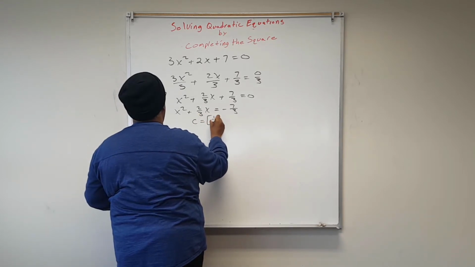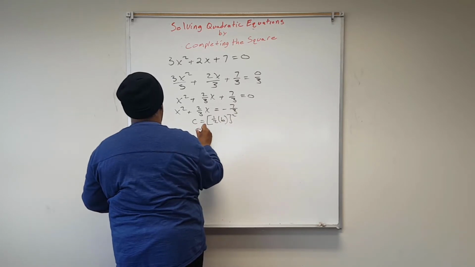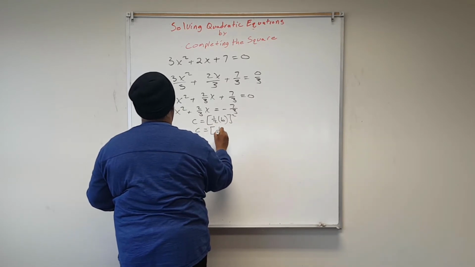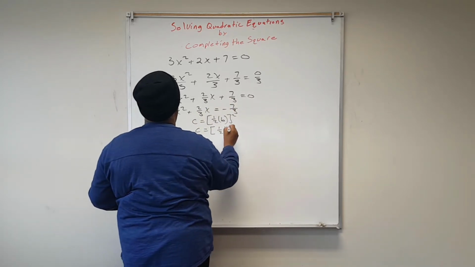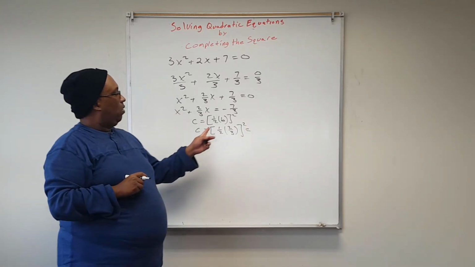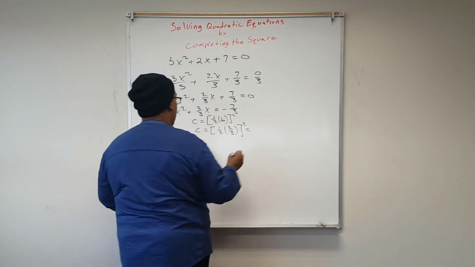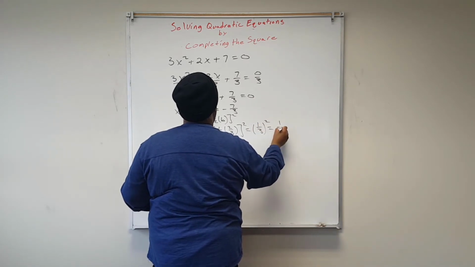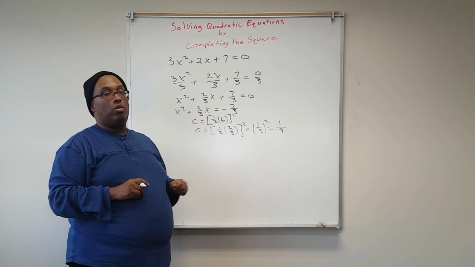Finding c, our new constant, the formula is 1/2 b, squared. So c equals 1/2 times our 2/3, and then square that. 1/2 times 2/3 is just 1/3. And we want to square that, that gives us 1/9. We're going to add the 1/9 to our equation so it can be our new constant.